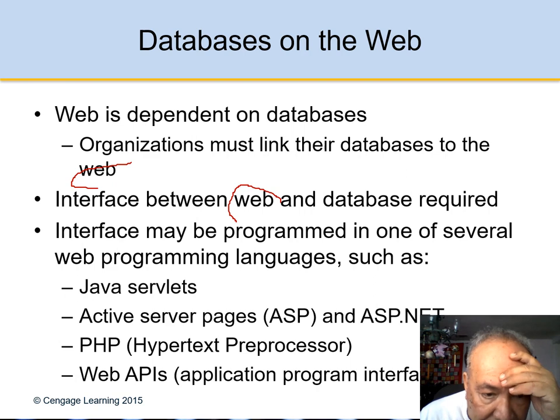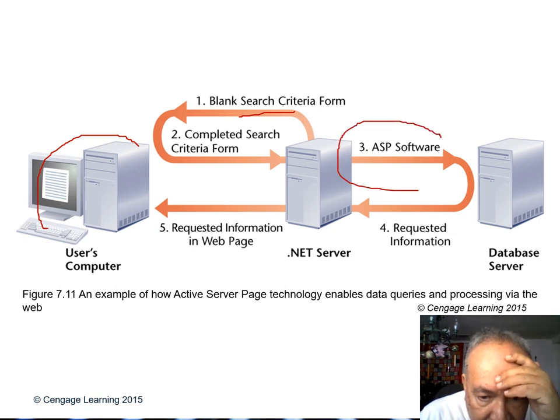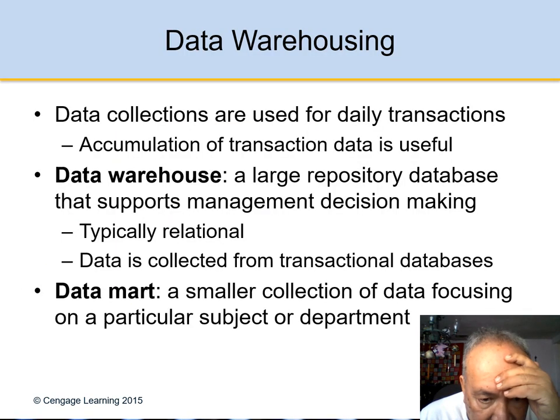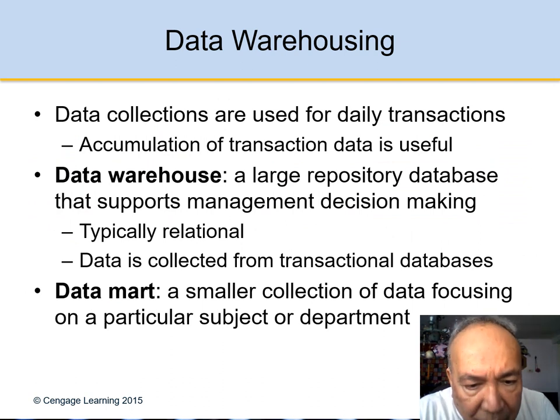The interface is the front end, and the back end is the database. Okay, so this is the computer here. So, a blank search form, and then a completed search, the ASP to the program. And then now the information gets back to the users of the computer here. Okay. So now all of this is put in a big warehouse.